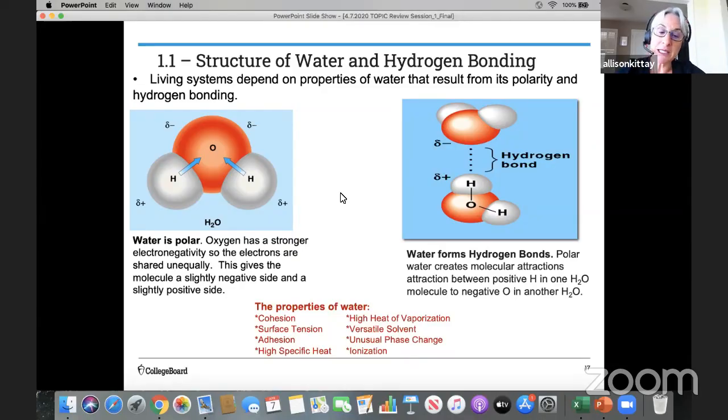So let's go back to high specific heat and high heat of vaporization. It means that because of these hydrogen bonds, it takes a lot of energy to change its state of matter. So it takes a lot of energy to get it to go from a liquid to a gas, and that is the high heat of vaporization. It also means that water resists change, the high specific heat. It takes a lot of energy to change water's temperature.